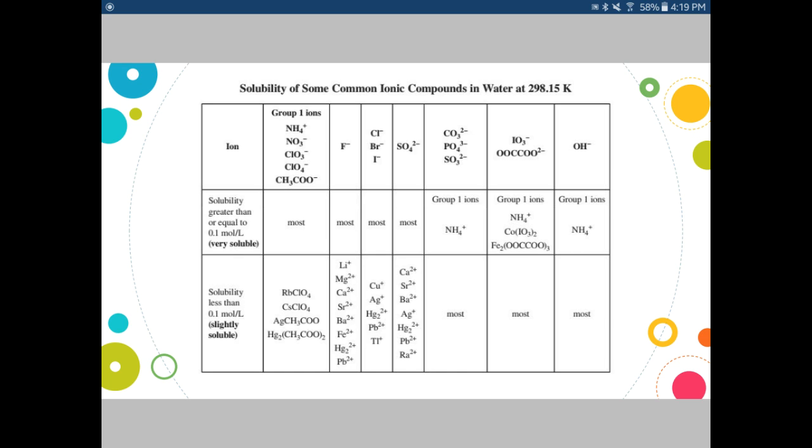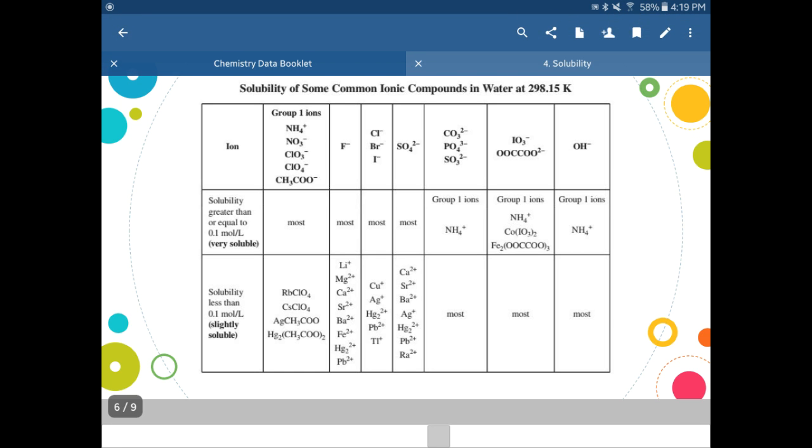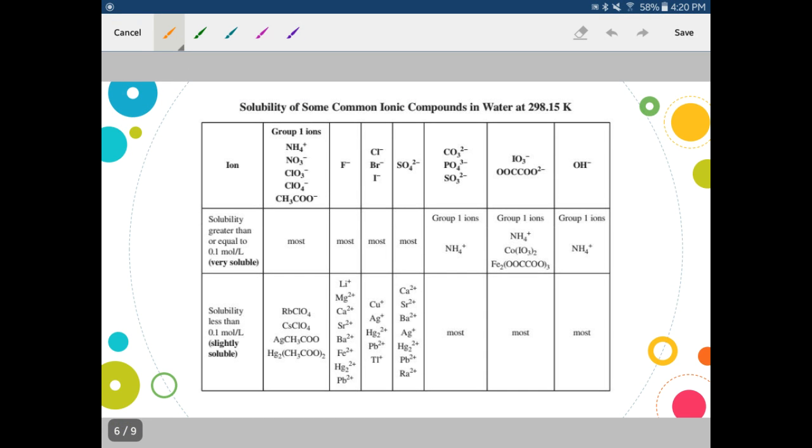Now, the way to use this table in general, and the things that I like to add in, I like to start by adding in where it says the solubility is greater or equal to 0.1 moles per liter, or it's very soluble. I like to write beside this that when I record the state of matter for any of these compounds, it will be aqueous. They will dissolve in water.